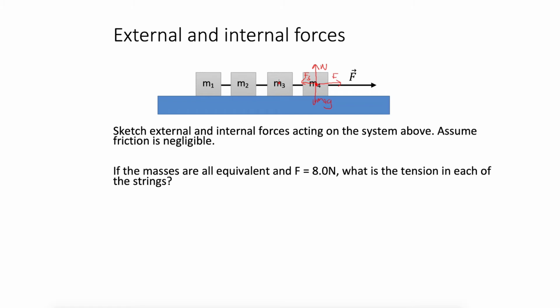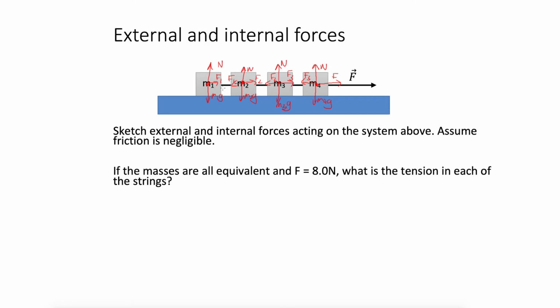So in block 3, we've got M3G going down and normal force going up. We've got this F3, which was pulling back on mass 4, pulling this mass forward. So it's got F3 this way, but mass 2 is actually pulling it backwards. So that's F2. So with mass 2, we've got the normal force and the weight force. And this F2 force is pulling it forwards, while mass 1, F1, is pulling it back. We've got the M1G, we've got the normal force, and we've got F1 pulling it forwards.